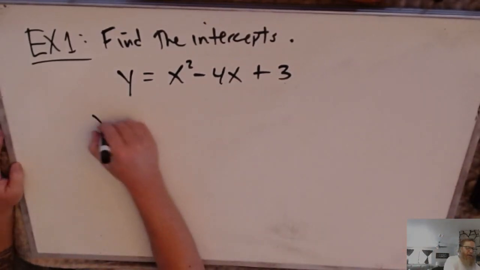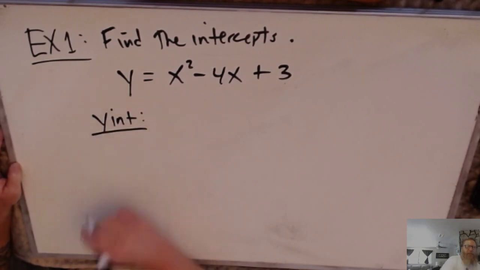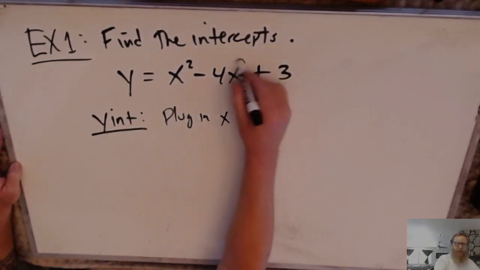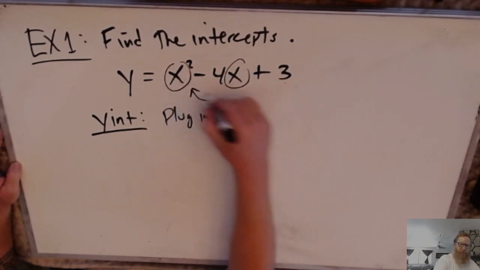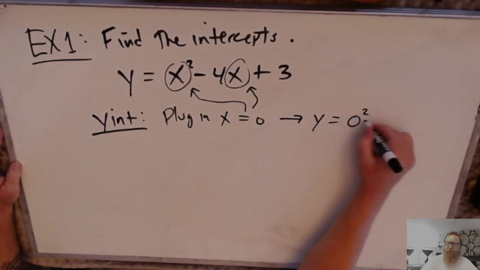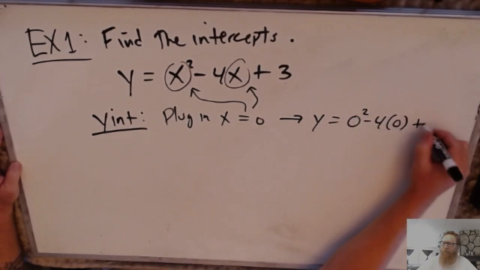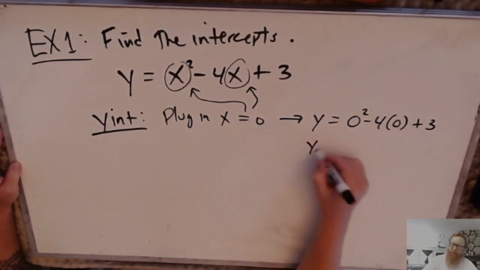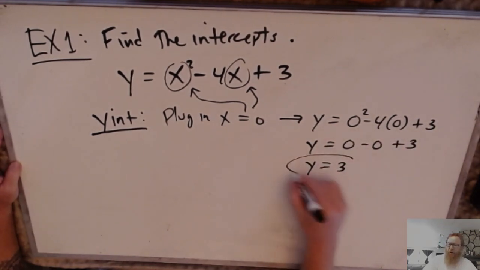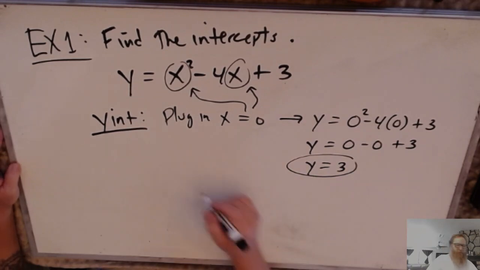All right, let's do the y-intercept first. That's going to be the easy one. Just plug in x equals 0. So you're going to get y equals 0 squared minus 4 times 0 plus 3. You could probably do all of this in your head, and you get y equals 3.